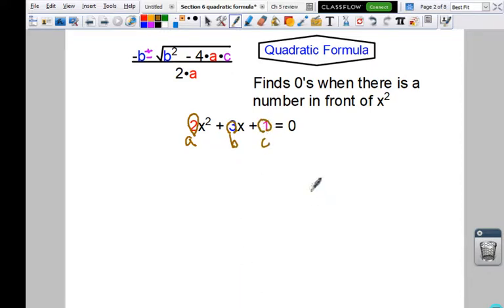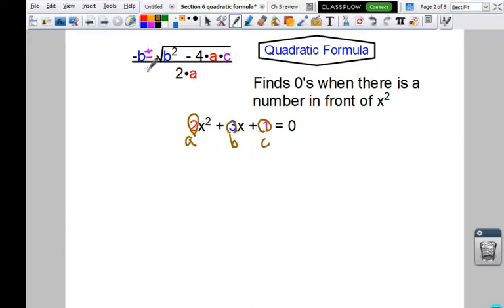So all we're going to do is plug in. Everywhere I see b, I'm going to plug in a 3. Everywhere I see an a, I'm going to plug in a 2. And there's only one c right there. We're plugging in my 1. And what we're going to do is go through and solve this, and it's going to give us our 2 solutions. So instead of completing the square, instead of AC factoring, this is what we're going to do. So A is 2, B is 3, C is 1.